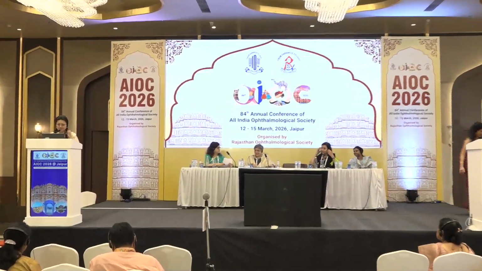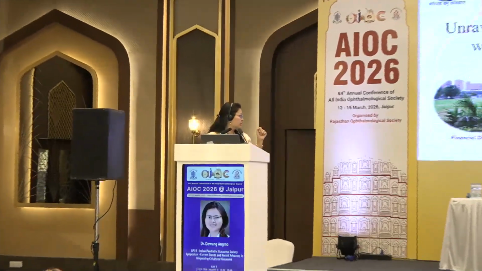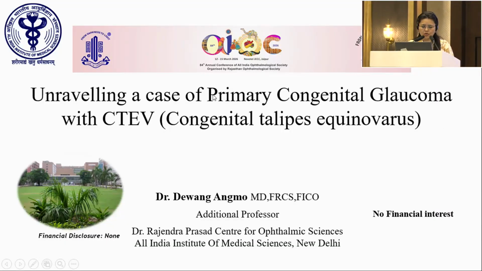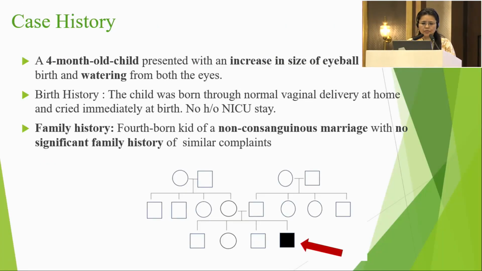A very good afternoon. So I would be speaking on unraveling a case of primary congenital glaucoma with CTEV, that is congenital talipes equinovarus. So this was a 4-month-old child who had presented with an increase in size of the eyeball since birth, along with watering from both eyes. In birth history, the child was born through a normal vaginal delivery at home and cried immediately at birth. There was no history of NICU stay. The child was the 4th born of a non-consanguineous marriage with no significant family history of any similar complaint.